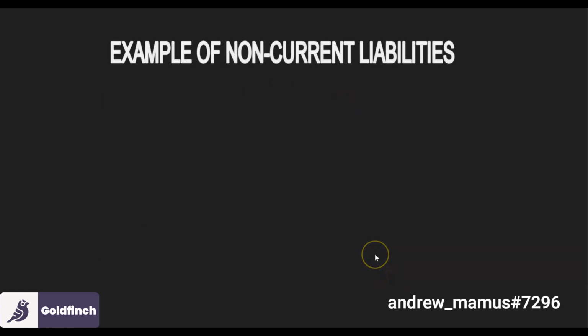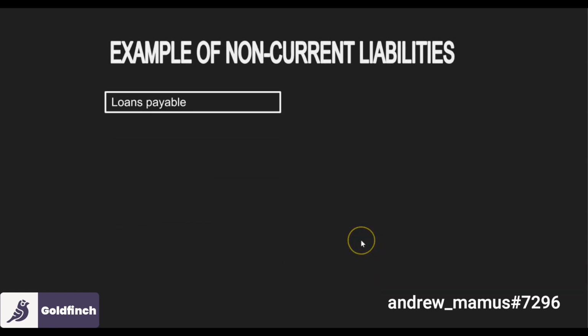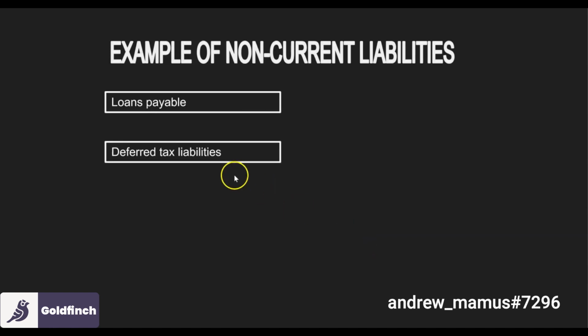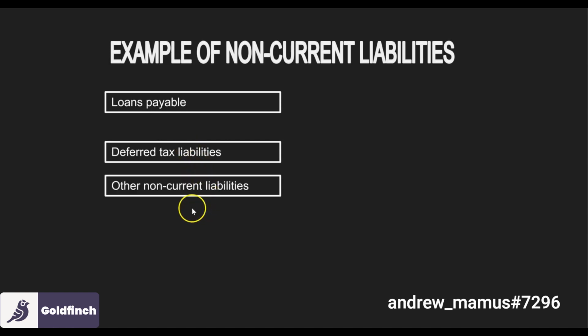Let's look at examples of non-current liabilities. We have loans payable. We have deferred tax liabilities, which happen under certain circumstances. Then we have other non-current liabilities also.